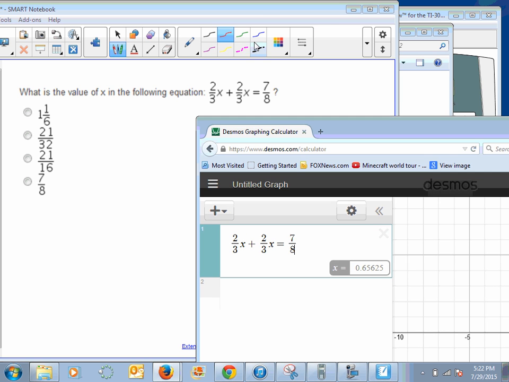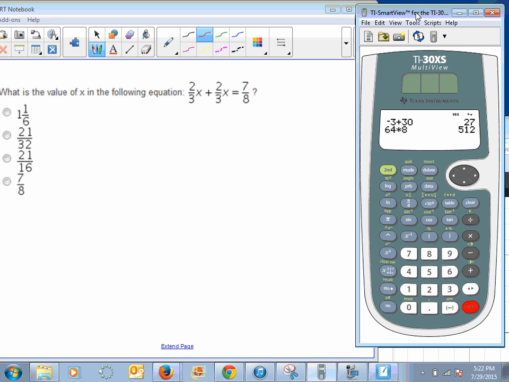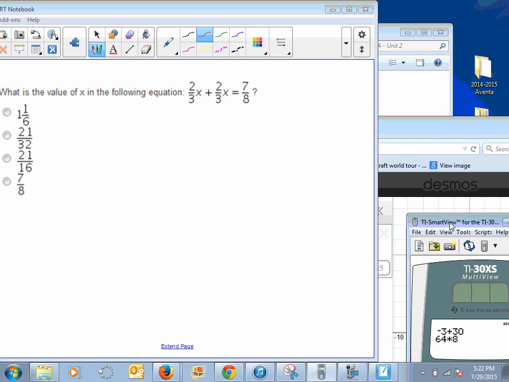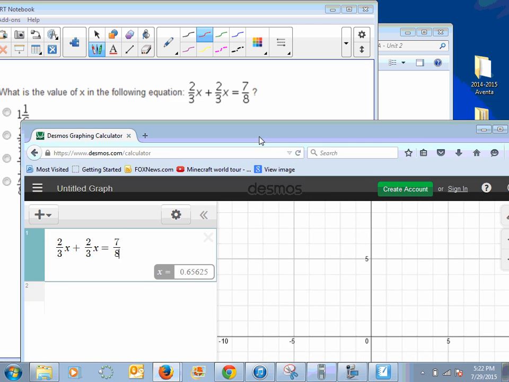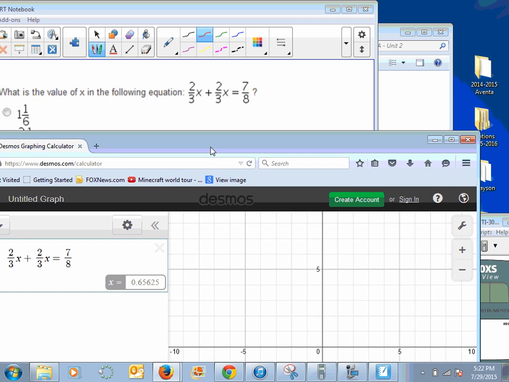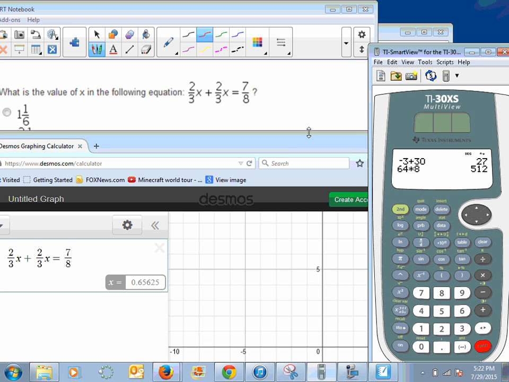You end up with 0.65625. Okay, so what good does that do us if we've got that decimal down here, but we see all of our choices are in fraction? Well, let's narrow this down, and we'll use our calculator. I think this one might work. I'm not certain. Let's see. Our answer is 0.65, so the answer is something that's less than 1.